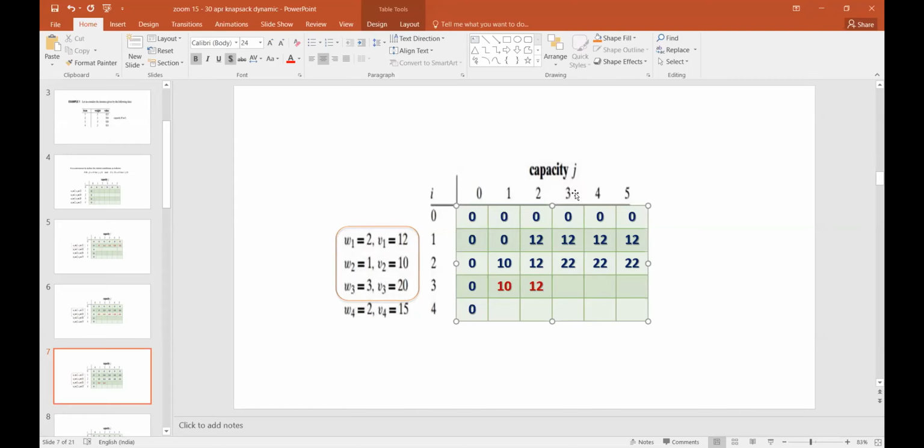Now, when the capacity of the knapsack becomes 3 kg, what options do I have? See, object 3 has 3 kg. What is the profit? 20. I can put object 3 here. Do I have any better options? If I include object 1 and object 2, what is the combined weight? It is 3 kg. But what is the profit? 12 plus 10, it is 22.